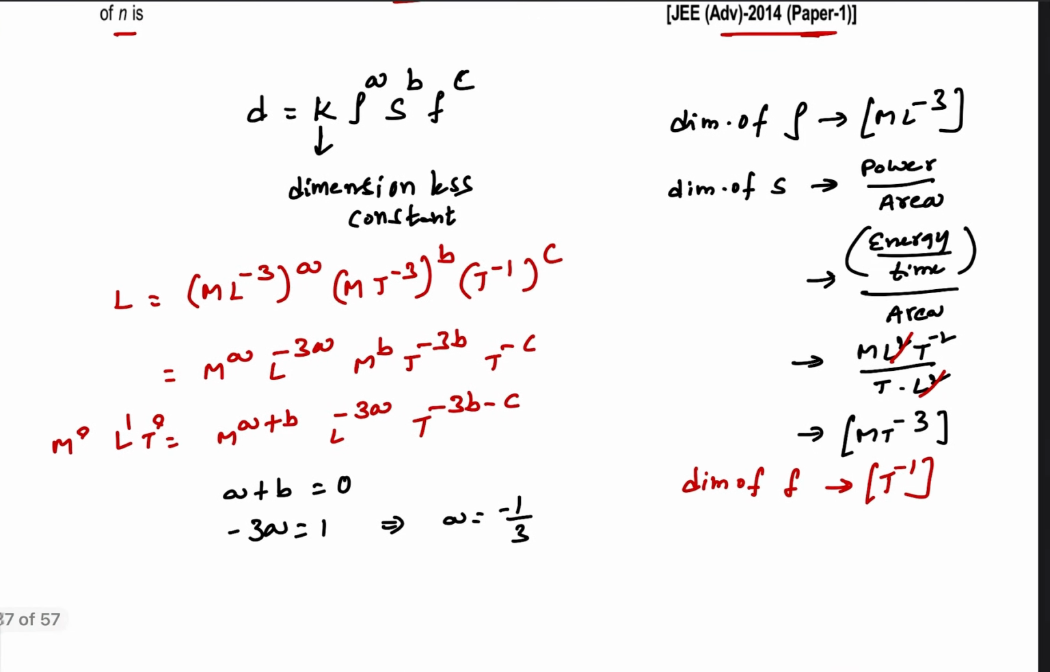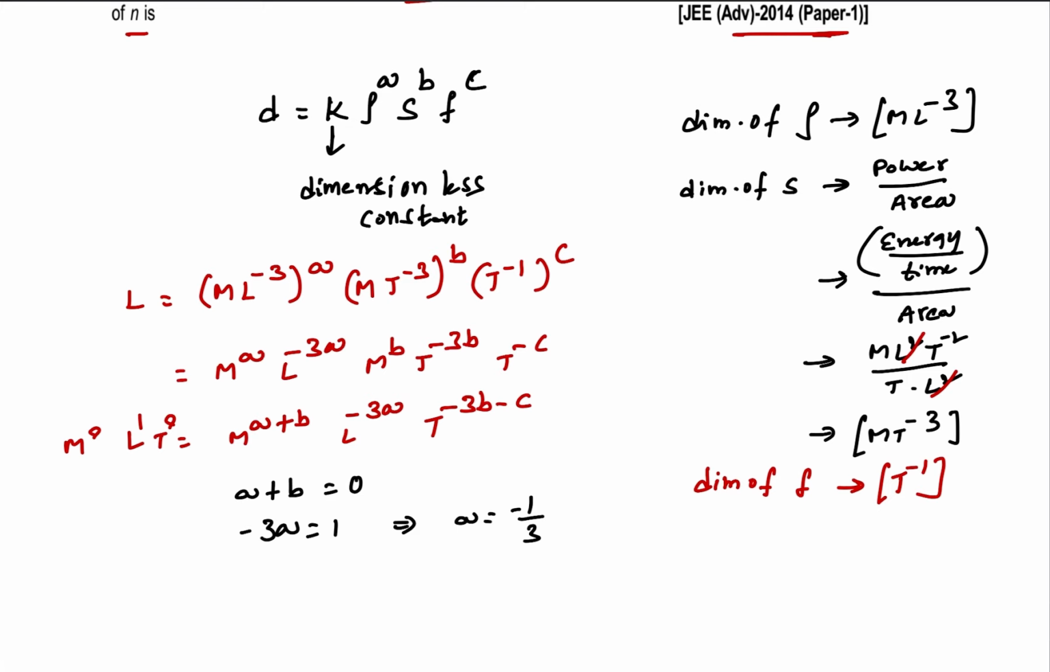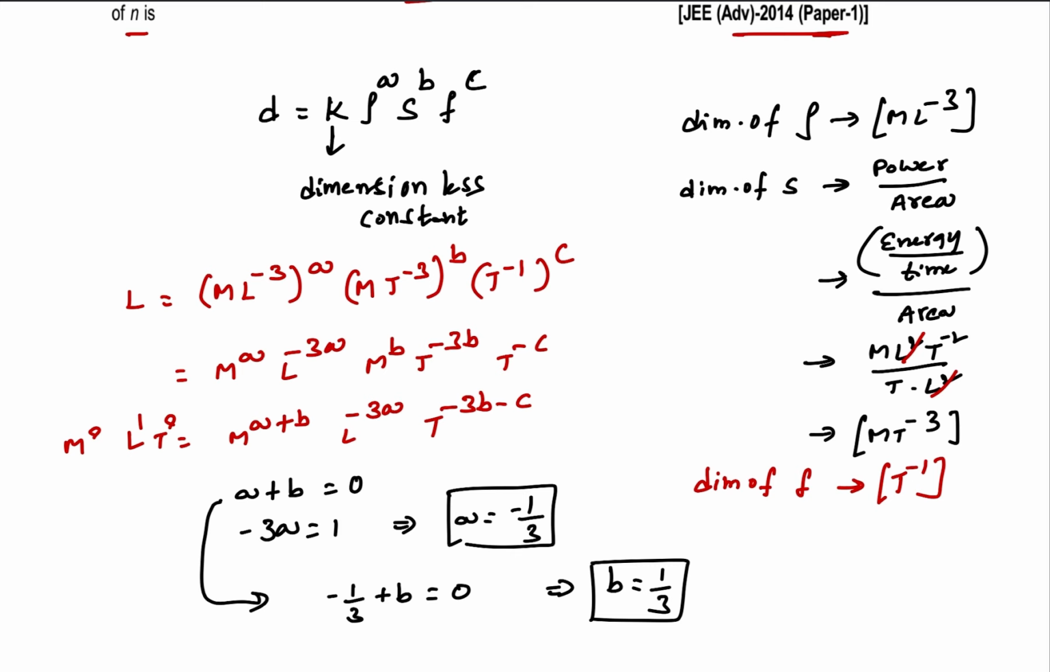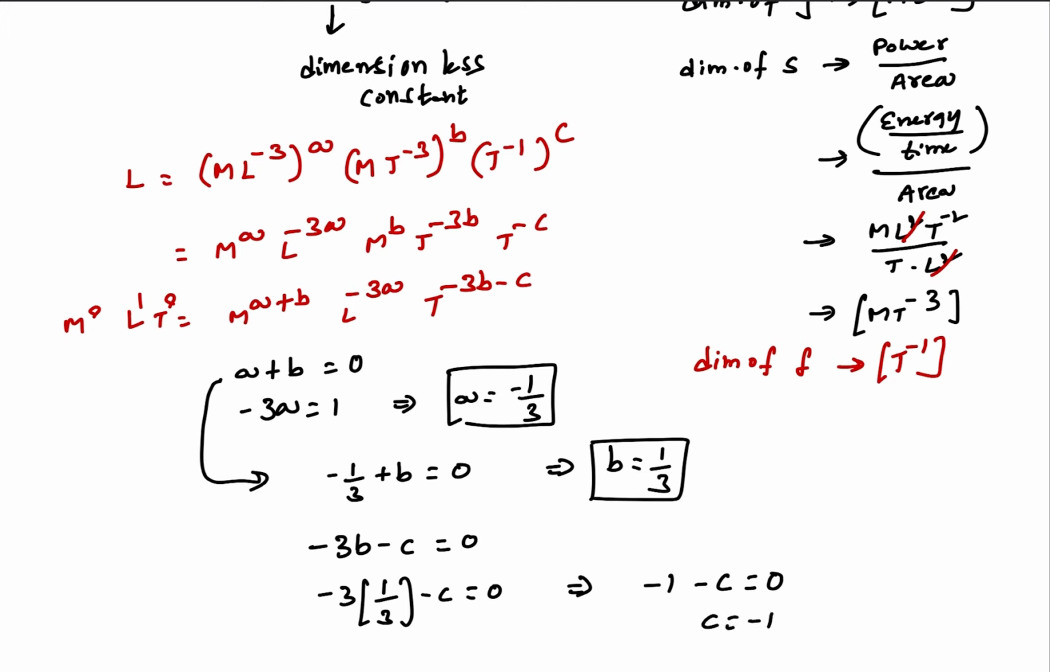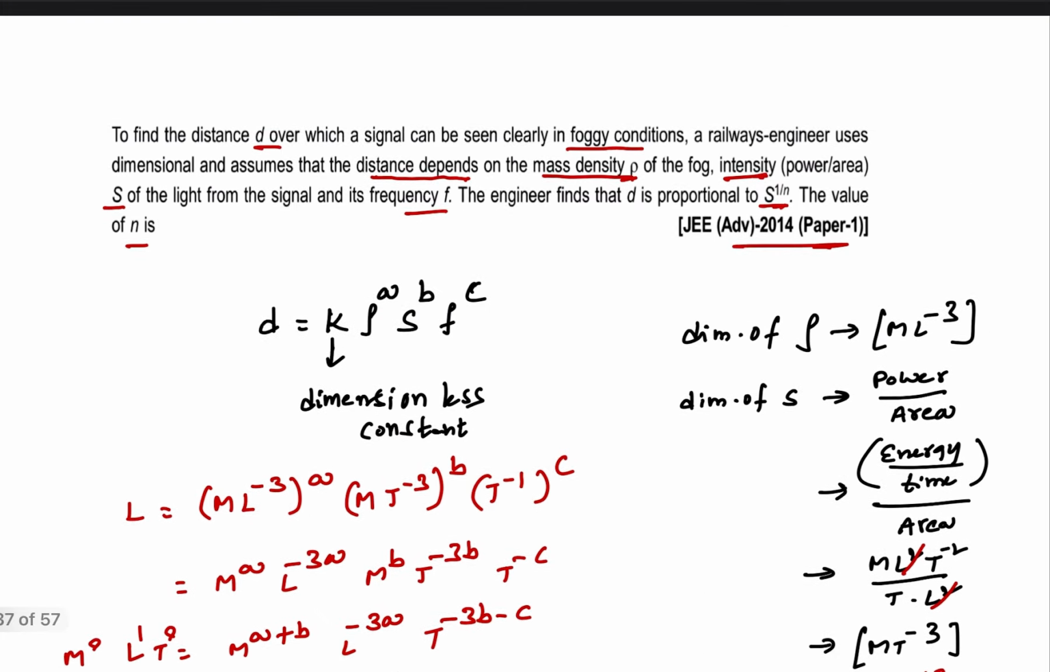You can observe that a is equal to -1 by 3. Next, let us see what the b value is from this relation: -1 by 3 plus b is equal to 0. We can get b is equal to 1 by 3. The a value is -1 by 3 and the b value is 1 by 3. Last one, -3b minus c is equal to 0. With the b value 1 by 3, you get -1 minus c is equal to 0. So c is equal to -1.